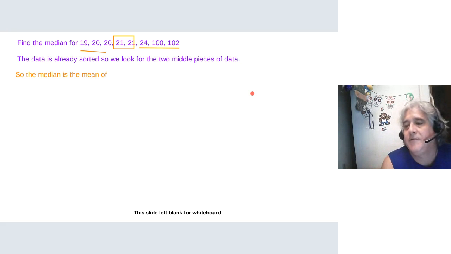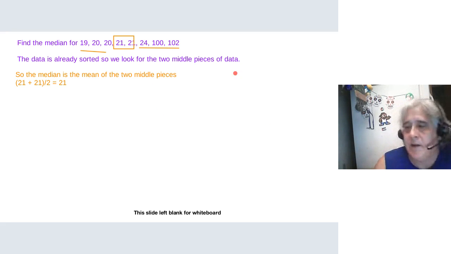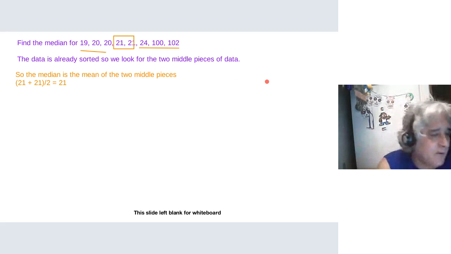So for the mean, in this case, it's just going to be 21, because if you take 21 and add it to 21 and divide by 2, it's going to be 42 divided by 2, which is 21. So that's how you handle it if it's an even number of pieces of data. If you want to, you can use that formula.